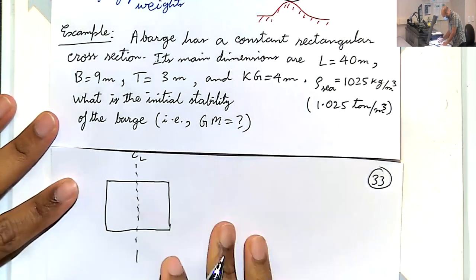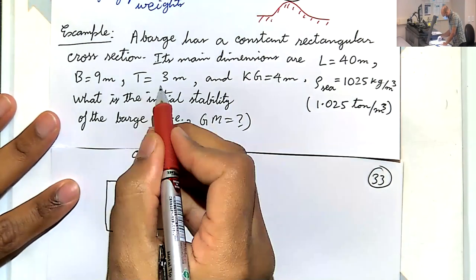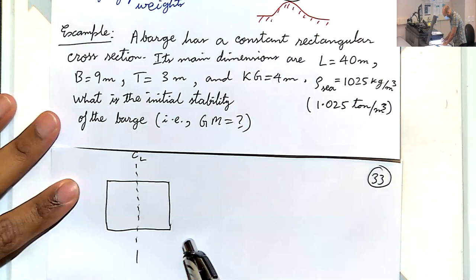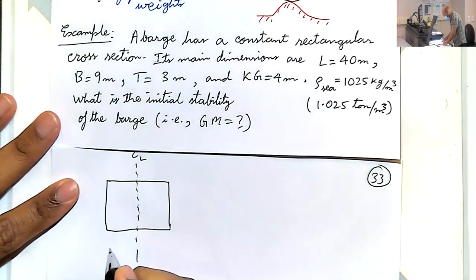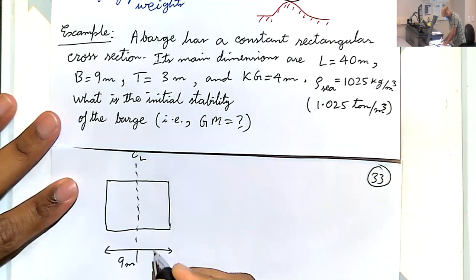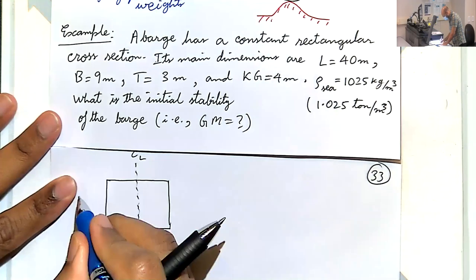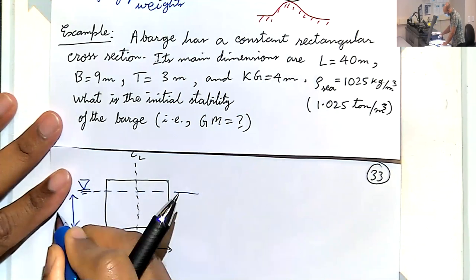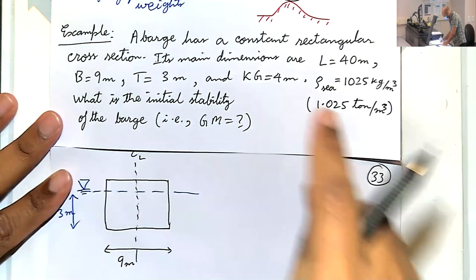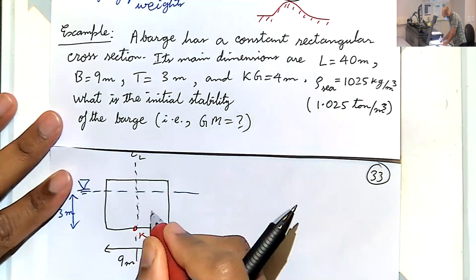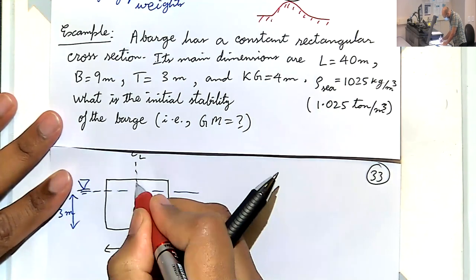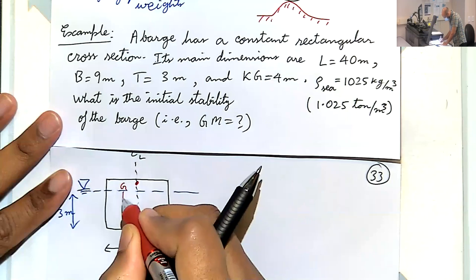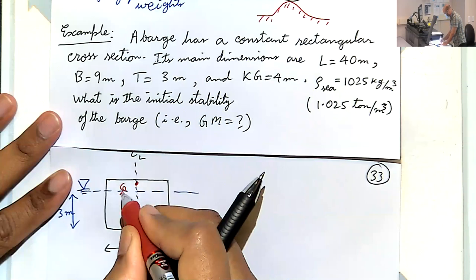So let's see, what are we given? First, length is 40 meters. We're looking at a cross section, so length would be out of the paper or into the paper. Beam is 9 meters, so this is 9 meters. T is 3 meters, so this is 3 meters. KG is 4 meters, so let's mark our keel here. G is here. K to G is 4 meters, okay.